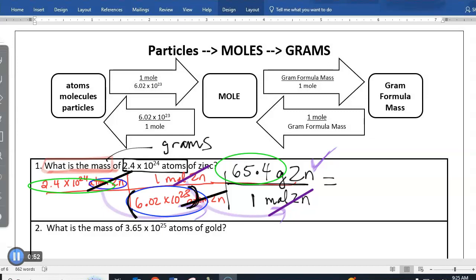When you do that correctly on this problem, you should get 2.4 times 10 to the 24th times 65.4 divided by 6.02 times 10 to the 23rd. You will get 260.7.